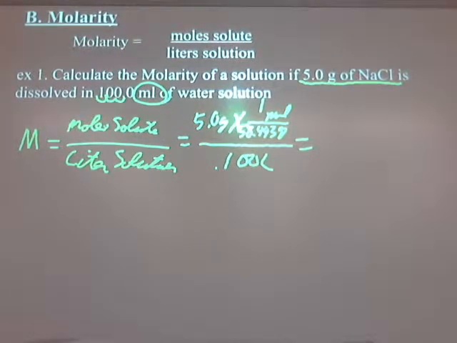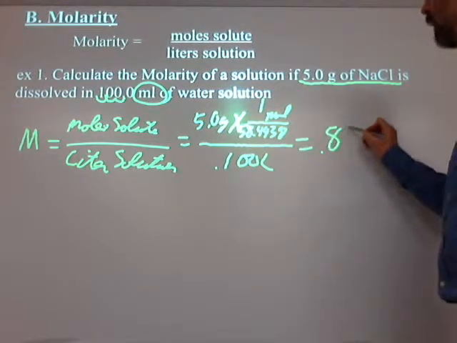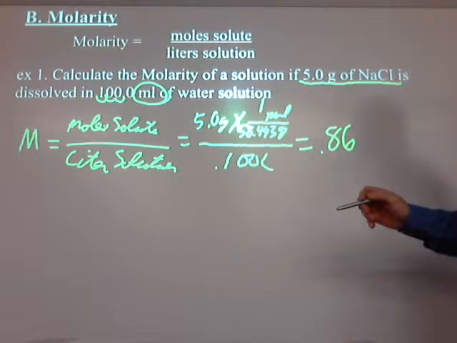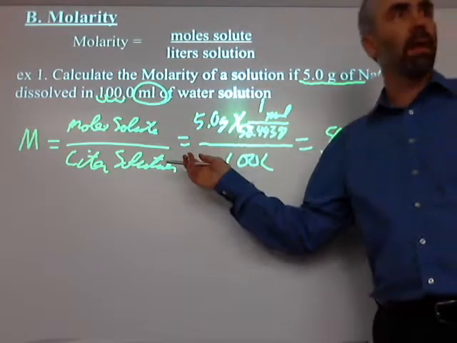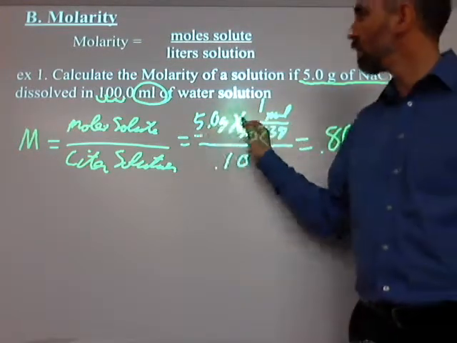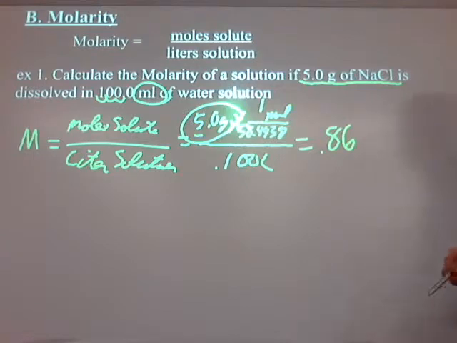What did you get? 0.86? Is that right? Because we have 2 significant figures here, so you should have 2 significant figures in the answer. Now I want you to write this down here, watch. 0.86, capital M is one way to write it.